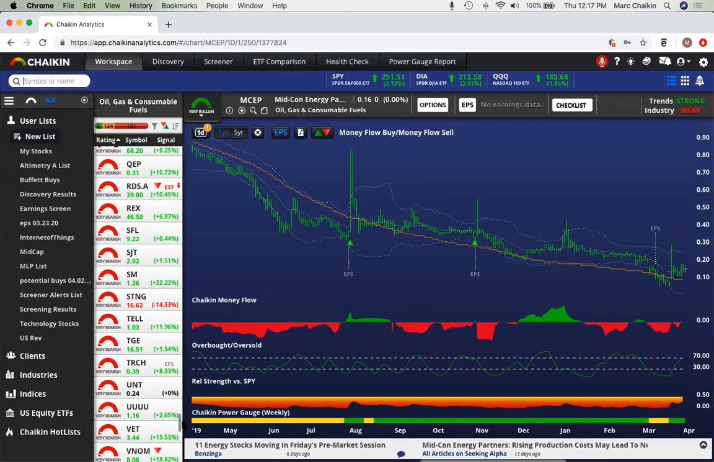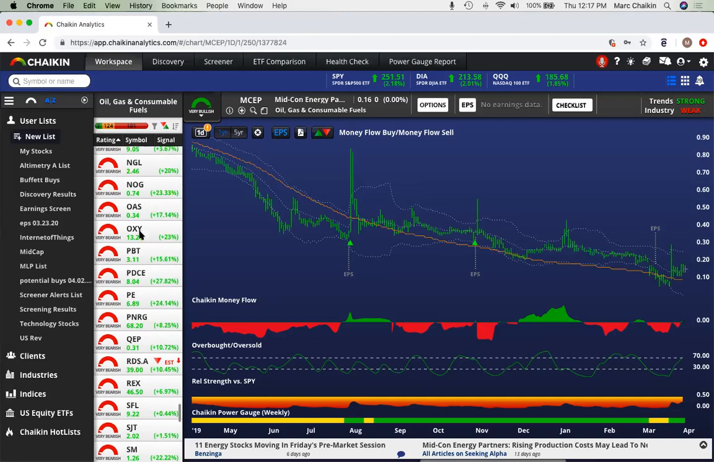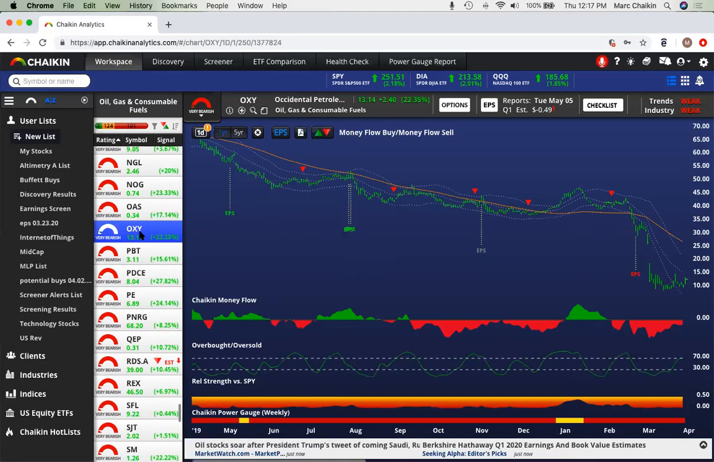We should see stocks like Royal Dutch, like Occidental Petroleum, which made a big acquisition that Wall Street absolutely hated last year. So Occidental Petroleum has gone from 70 to 10. Why am I emphasizing the energy group?